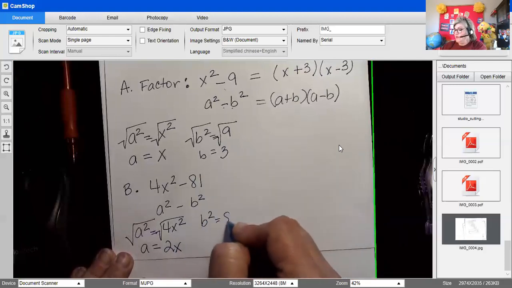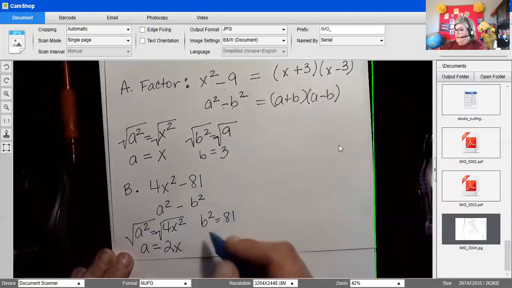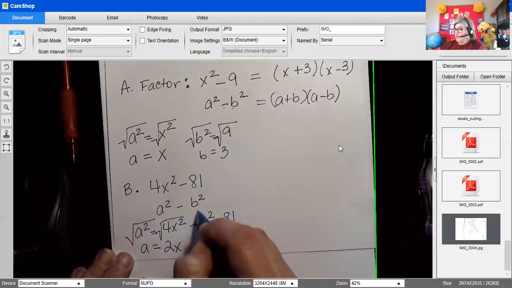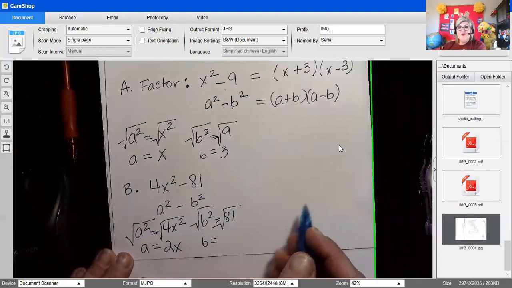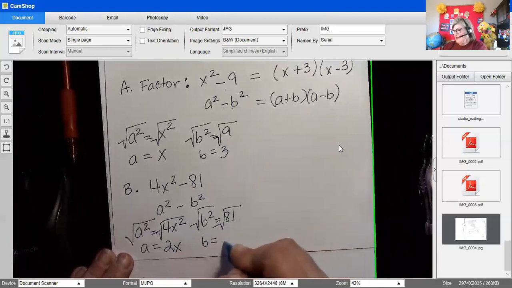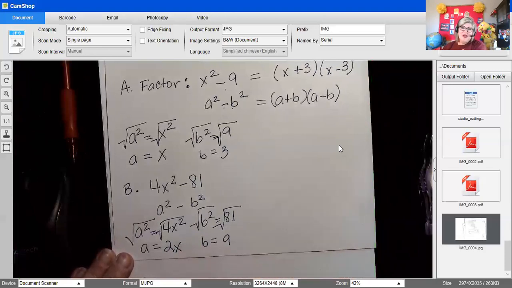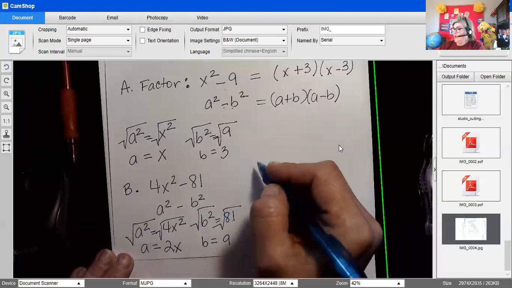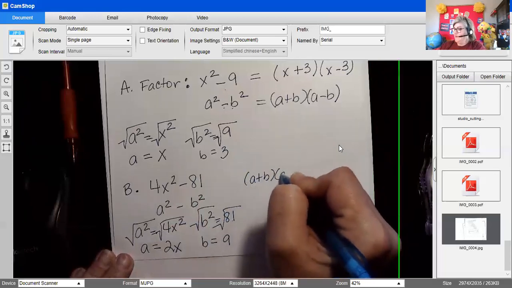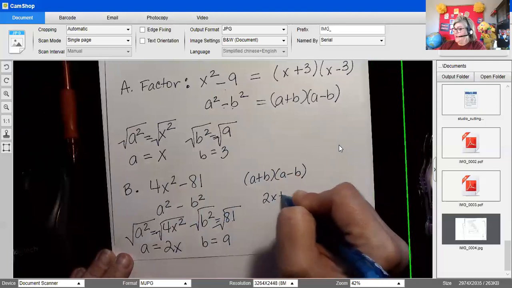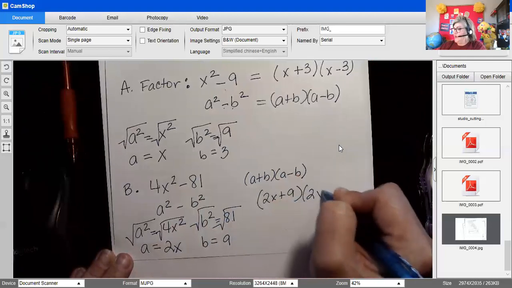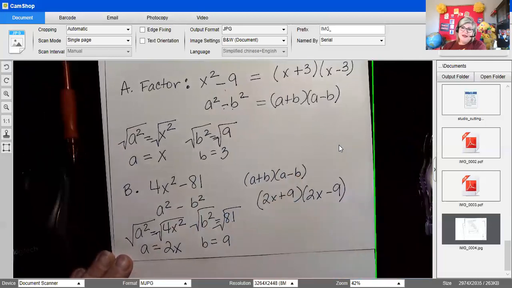b squared is equal to 81. To find out what b equals, you simply take the square root of both sides. The square root of 81, if you remember from your perfect squares cheat sheet, is 9. 9 times 9 equals 81. So now that we have our a and our b, no middle term, it tells us that it's the difference of two squares. We can plug it into our (a + b) times (a - b) model. And so we have (2x + 9)(2x - 9). And it's as simple as that.